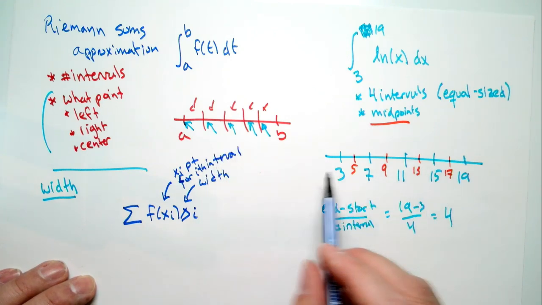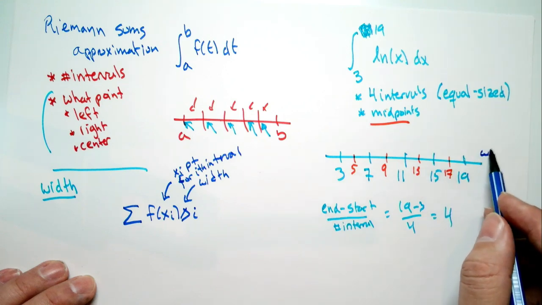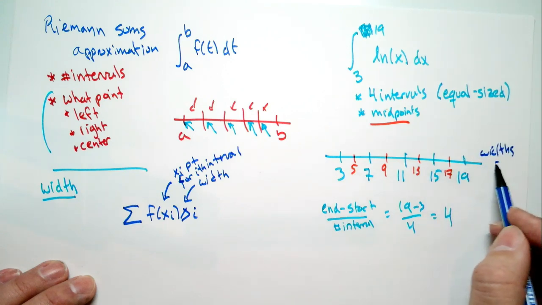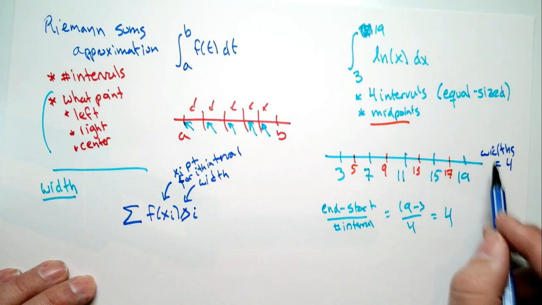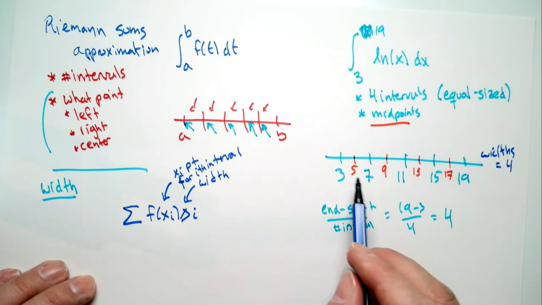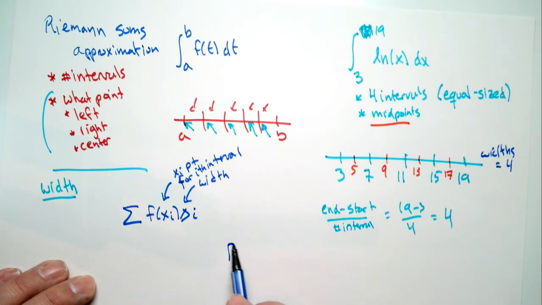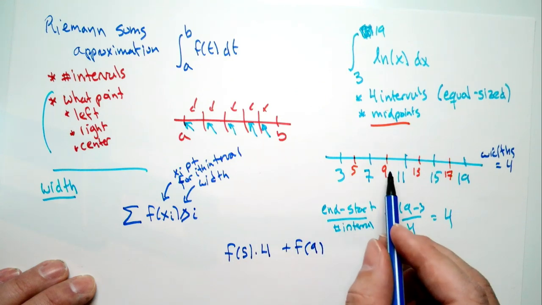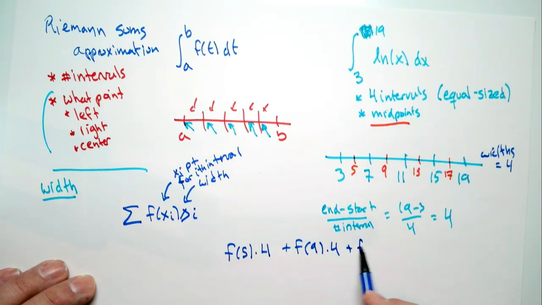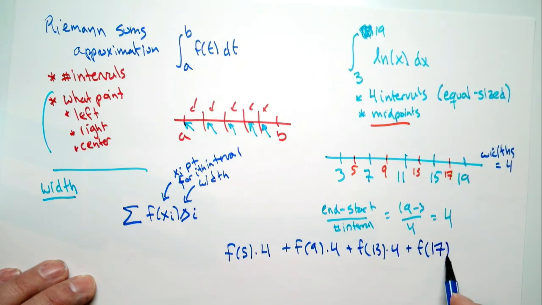So what are the widths? We've said it before. I'm going to say it again. 4. So again, that's a place where people lose points. So we go to our first interval and plug in 5, then multiply: the function at 5 times 4, the second interval, the function at 9, because that's the midpoint, times 4, the function at 13 times 4, and the function at 17 times 4.